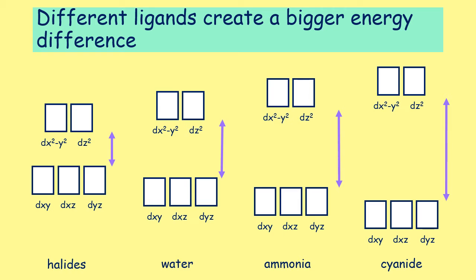And this is a general rule. We'll look at the pattern more specifically later on, but the general rule is halides are the smallest, then bonding through oxygen, then bonding through nitrogen, then bonding through carbon. And in all cases, we just describe this difference as delta. So just a triangle, and delta just means energy difference.